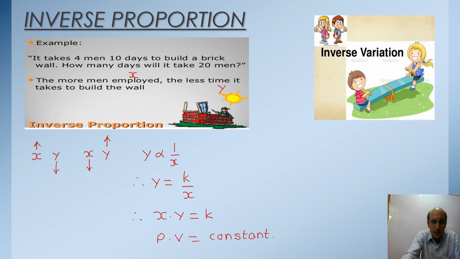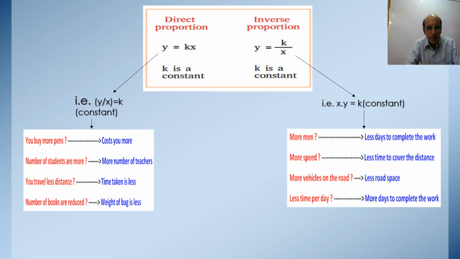So we have a number of examples of direct and inverse proportion. If the number of pens to be bought increases, then the cost will increase. Then, the more the number of students in a school, the more the number of teachers will be required. Then if the speed of a vehicle is constant, then to travel less distance, less time will be required.